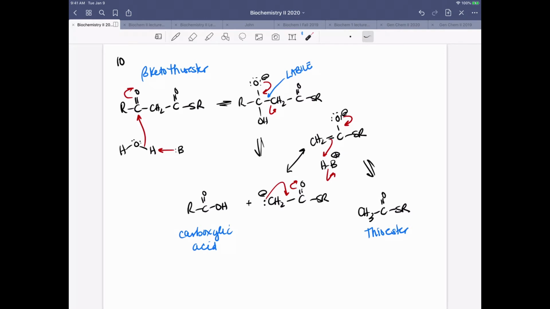So again, I'm not going to go through the mechanism for this. There's another video that kind of highlights this mechanism. But again, here's our beta keto thioester. This is the bond that's going to be labile, so that ends up being broken, and then we end up at the end of the day also hydrolyzing off that thioester group.